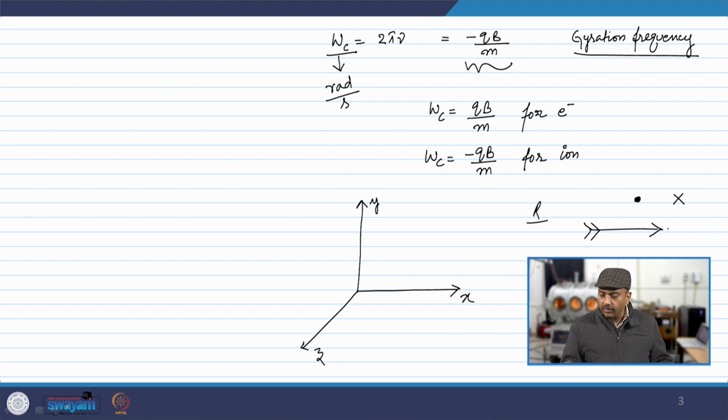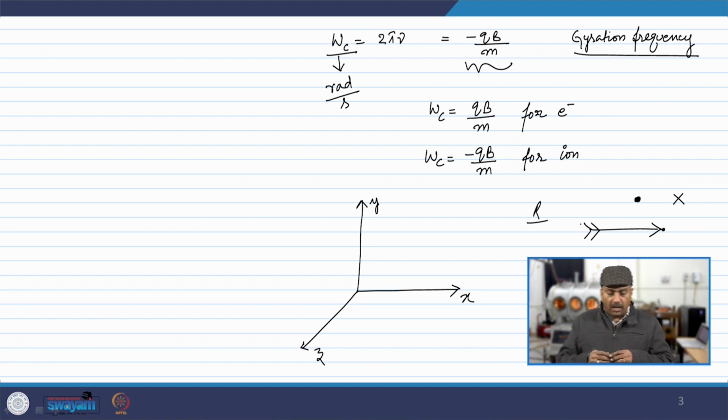Let us say if the arrow is coming out, the magnetic field direction is coming out, you take this point to be the indication of the outward magnetic field, and if it is going in, you see the tail of the arrow, right. So, the tail of the arrow is symbolized with a cross.